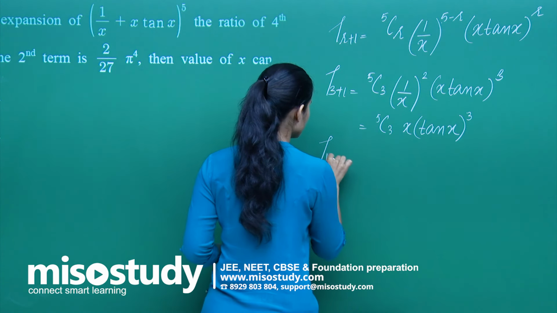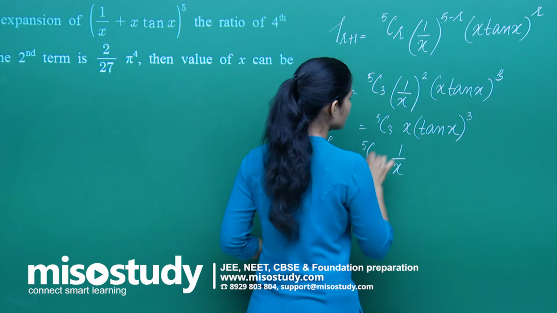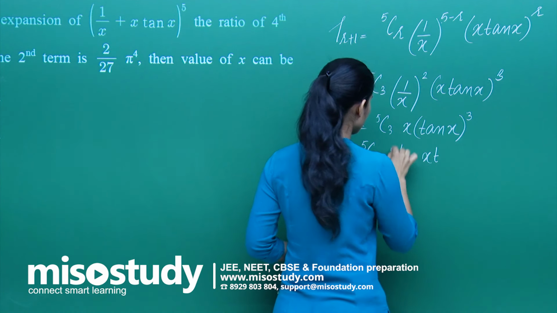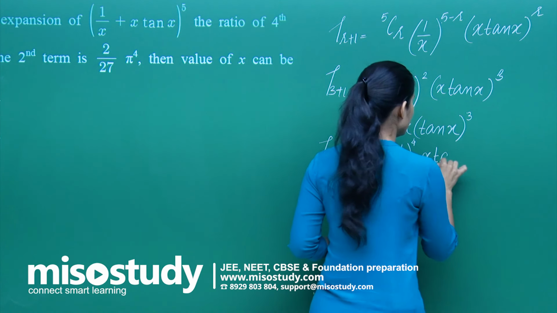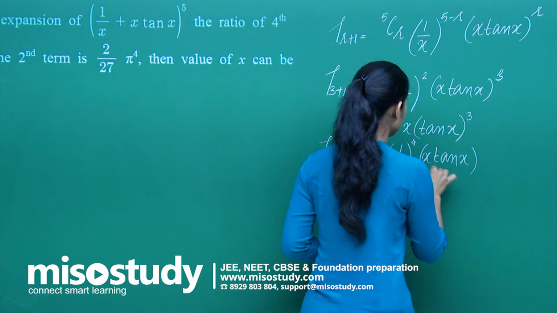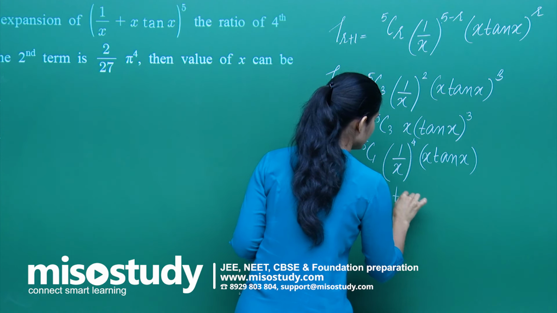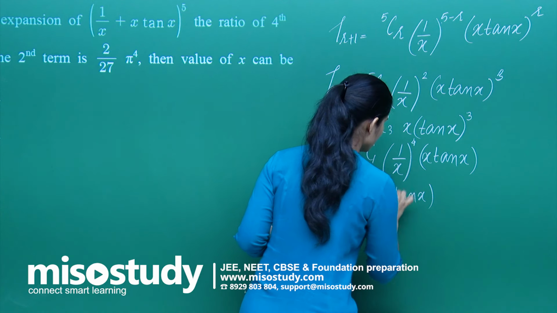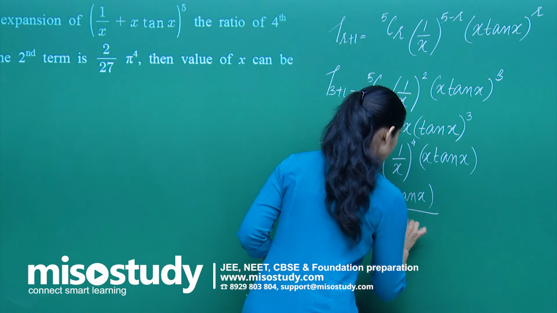What is the 2nd term? 1 plus 1. So this is 5c1 (1 by x)^1, or 1 by x to the power 4 actually. So (1 by x)^(5 minus 1), (x tan x)^1. So from here you get 5c1 tan x whole upon x cube.